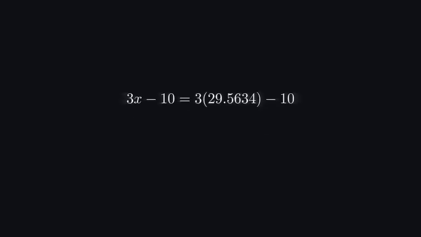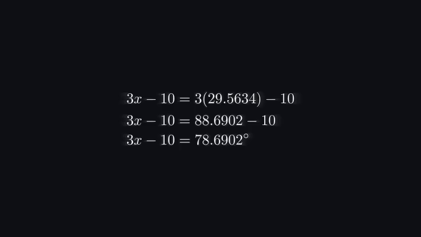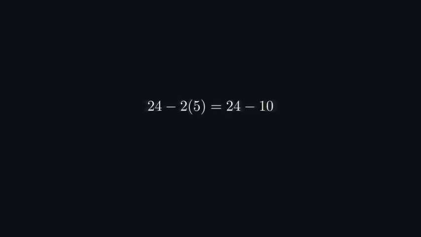3x minus 10 equals 3 times 29.5634 minus 10. 3x minus 10 equals 88.6902 minus 10. 3x minus 10 equals 78.6902 degrees. Tan of 78.6902 degrees is 5. 24 minus 2 times 5 equals 24 minus 10. 24 minus 2 times 5 equals 14.